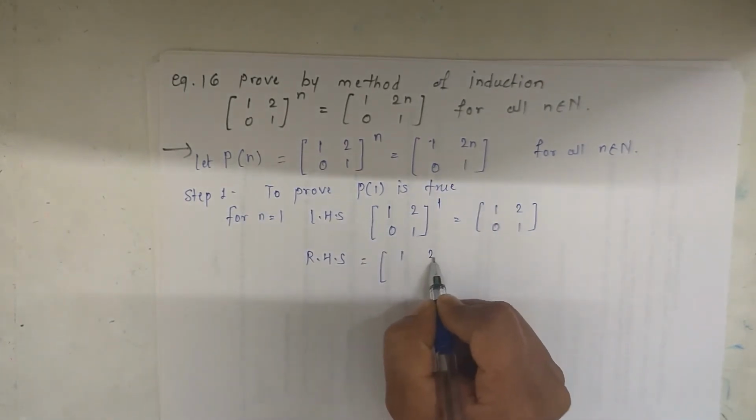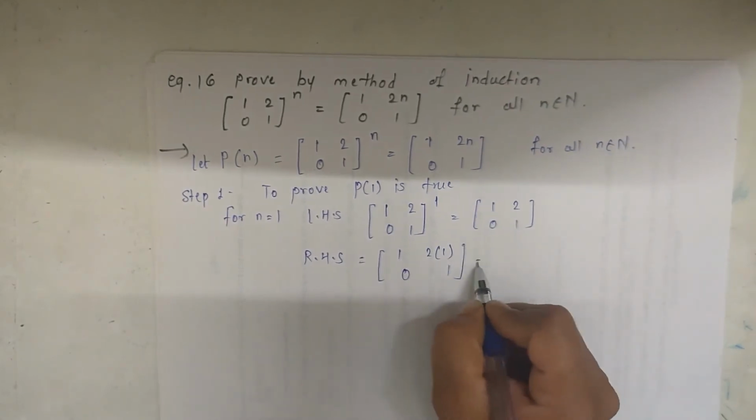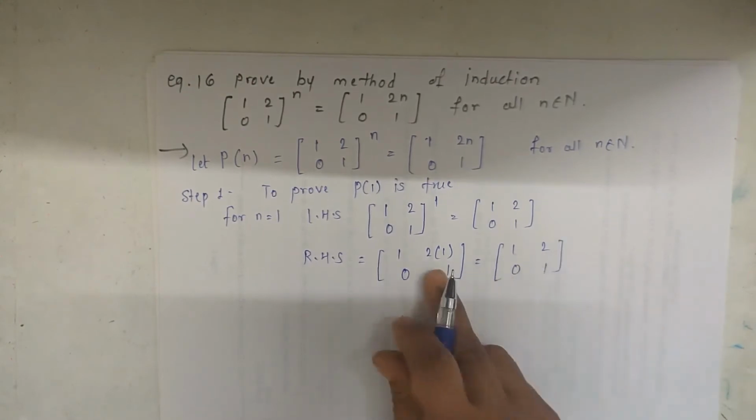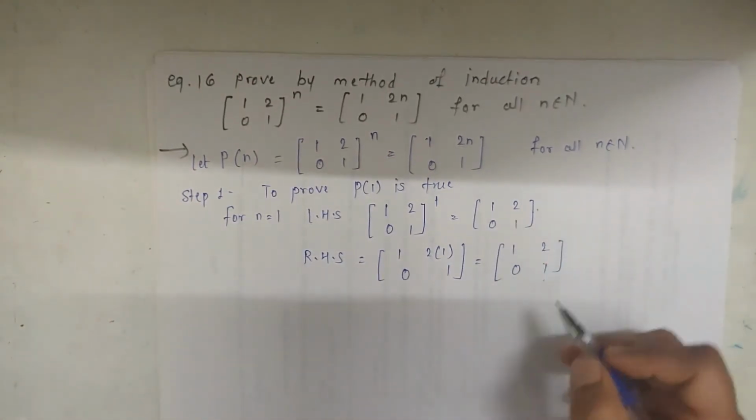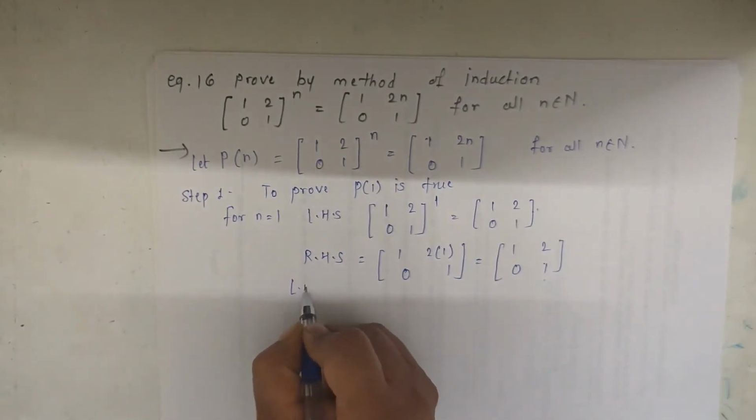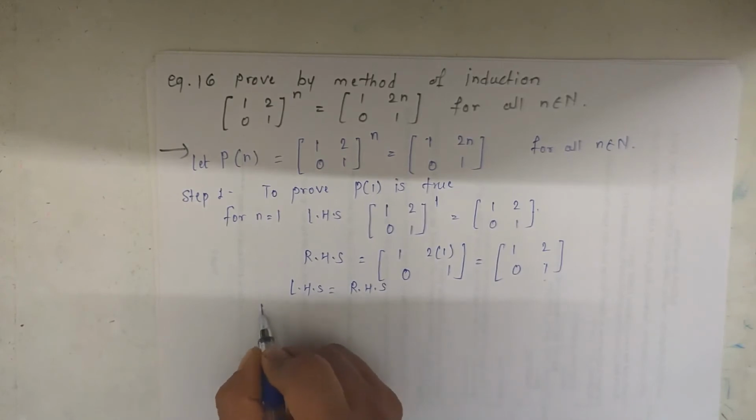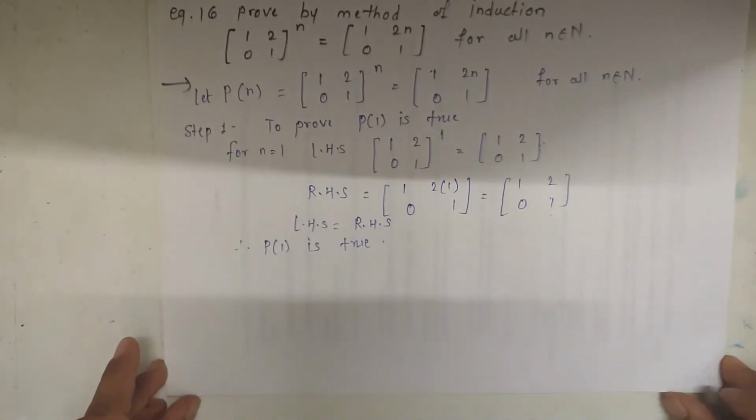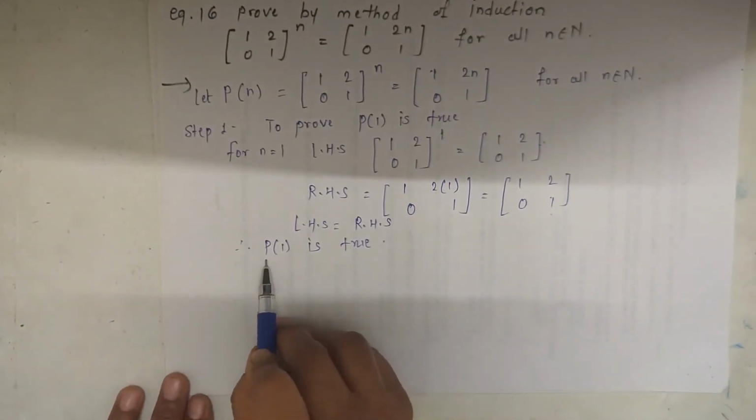Putting n is equal to 1, we get the matrix of elements 1, 2, 0, 1 raised to 1, which is 1, 2, 0, 1. The RHS is 1, 2 into 1, 0, 1, that is 1, 2, 0, 1. Both LHS and RHS are equal. So we can write LHS is equal to RHS, and hence P of 1 is true. By substituting n is equal to 1, P of 1 is true.